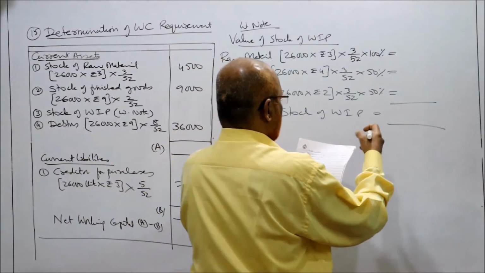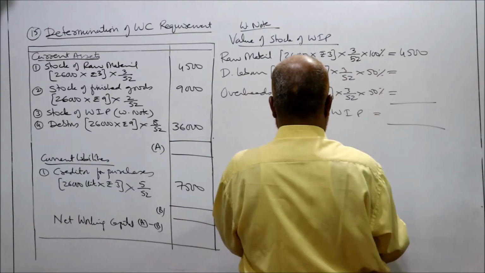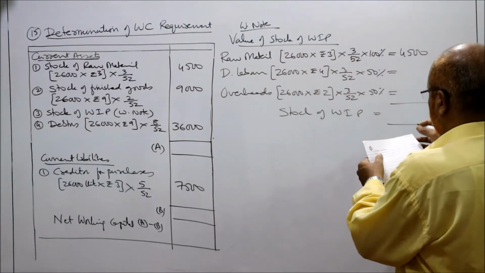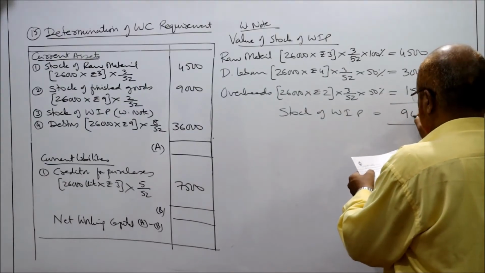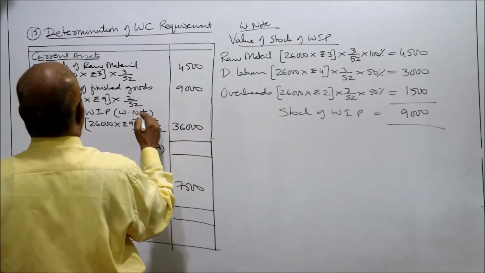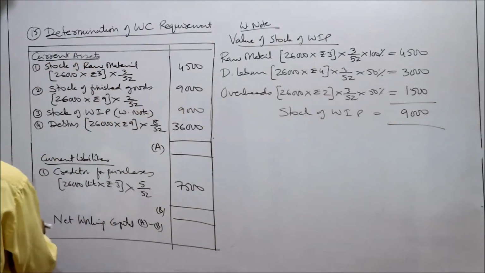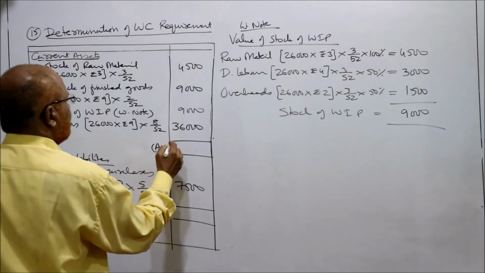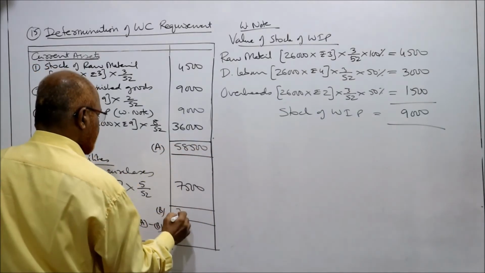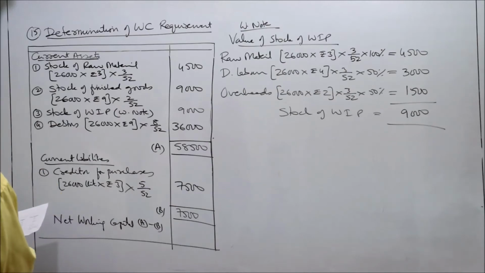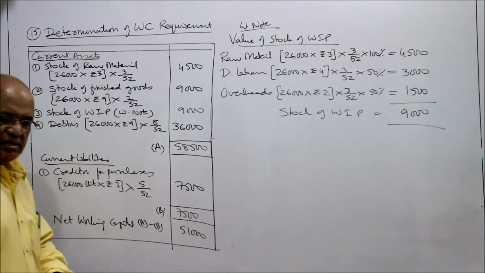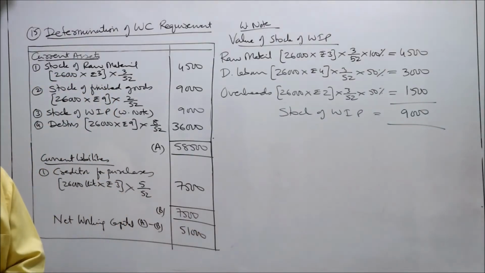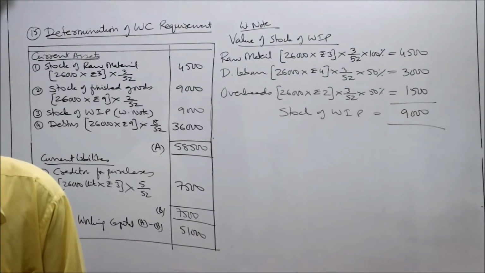So the calculations are 4,500. 26,000 into 3 into 3 by 52 into 100%. Then this is 3,000. This is 1,500. The total is 9,000. So here comes stock of WIP 9,000. Now 58,500, 7,500. Subtracting 58,500 minus 7,500, 51,000. That's it. This is the working capital required.